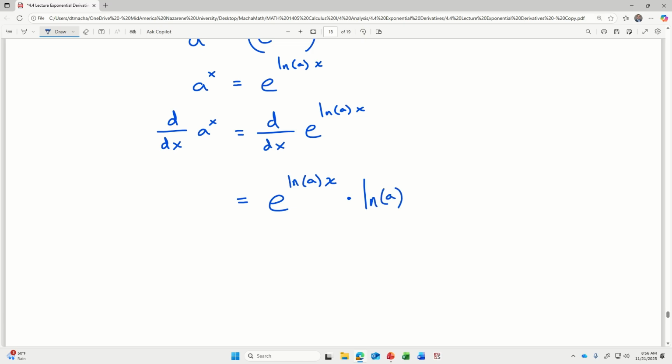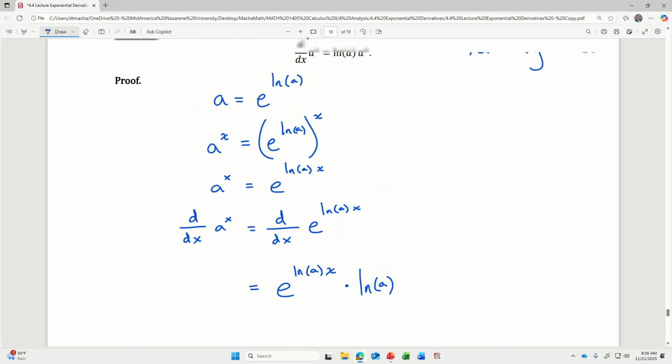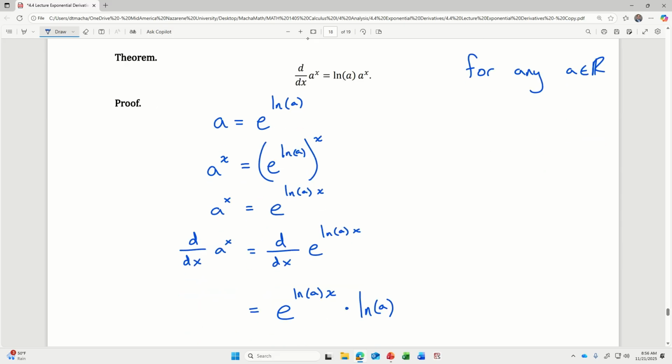Wait, what? Because this is a constant number times x, and I'm taking the derivative with respect to x, right? It's like 3 times x. What's the derivative? It's 3, you know? Yeah. I know it's confusing now because a is a letter and not a number, but we're pretending that a is a constant. A is just any real number you want to choose here.